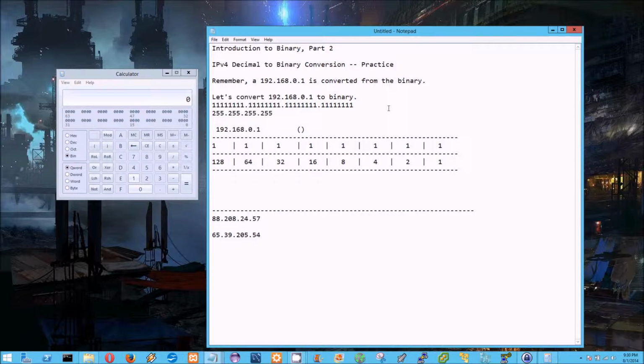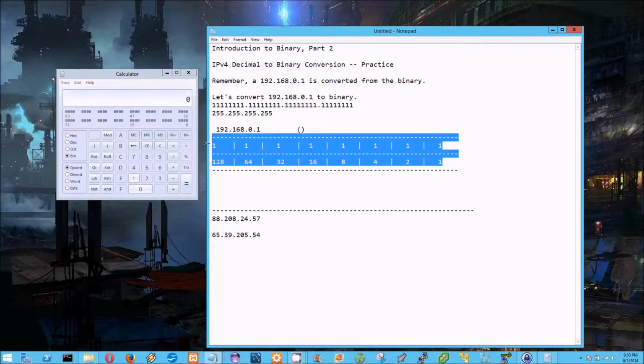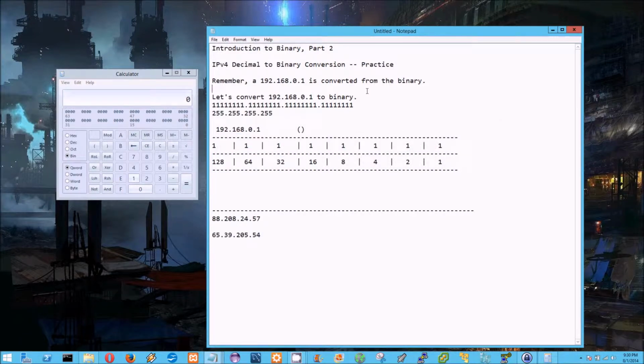Here we're going to be converting some decimal to binary IP addresses. I'll get some practice with this. We're going to step through each one, and we're going to get started with a pretty simple one, 192.168.0.1. Now this is part 2, so if this looks a little strange or foreign to you, or if you don't remember how we came up with this table of values for the places of the binary, check out part 1. But we're going to get started and just get some practice doing these conversions.